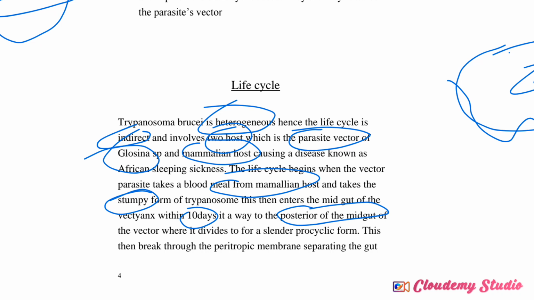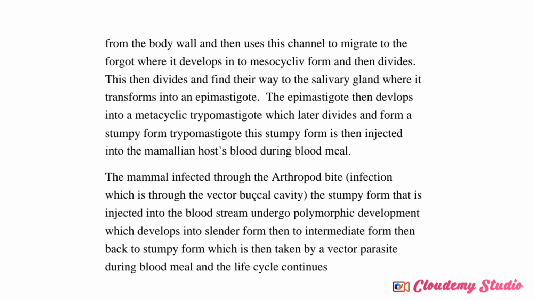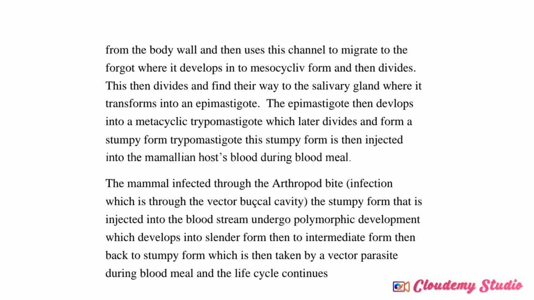Where it develops into a slender procyclic form. This then breaks through the peritrophic membrane, which separates the gut from the body wall. Then from here, it uses a channel to migrate to the foregut.